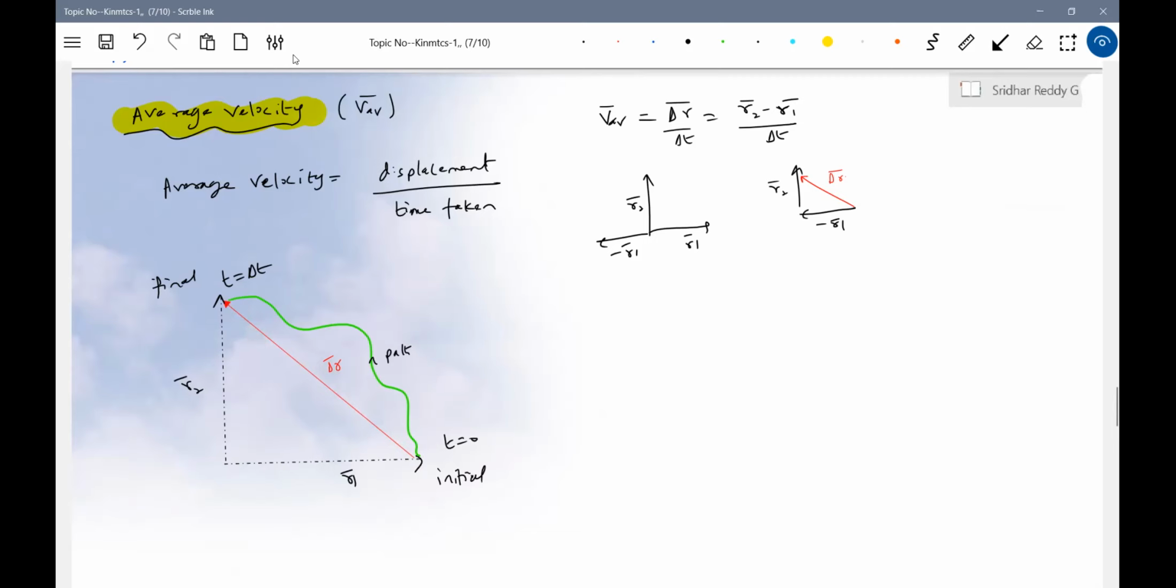The first point: V average bar is independent of the nature of motion and depends on displacement.